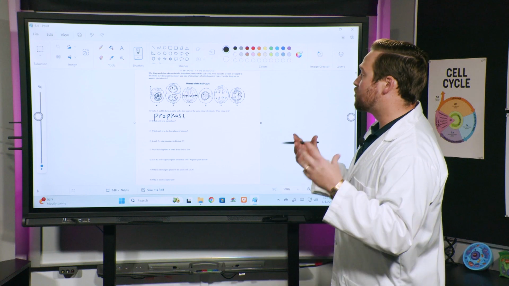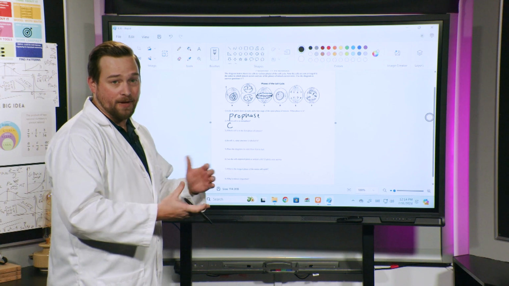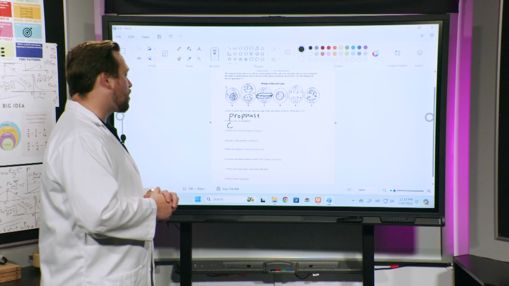So 2. This one's saying which cell is in metaphase. Okay, I gave y'all a really important word to remember for metaphase. Does anyone remember what that word was? You might remember that I told you to remember middle. So to me, I think C is going to be metaphase, and it's because I can tell all the chromosomes are in the middle. When they're lined up in the middle like that, that means that it's in metaphase, okay? Great work, let's keep it going.